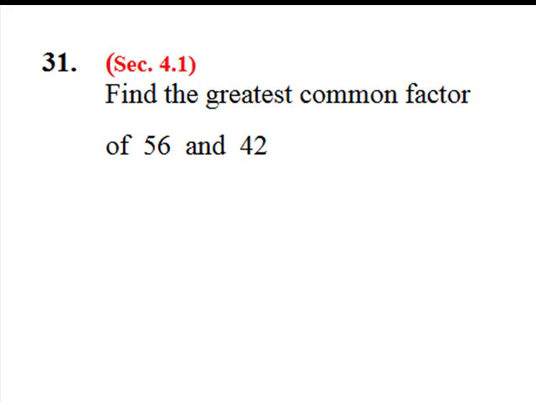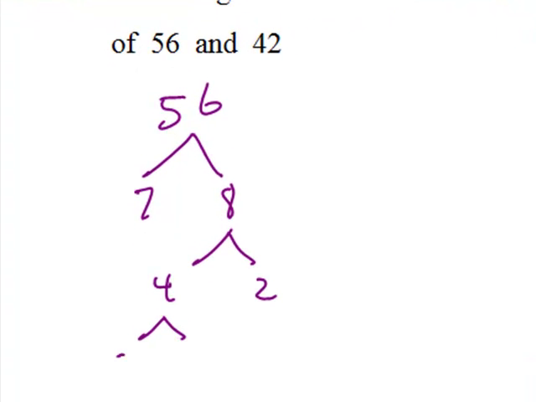Number 31, find the greatest common factor. There are a few ways to do this. I will show you a couple of them. One is to find the prime factorization of each number. 56, first of all. We might recognize that as 7 times 8. And 7 is prime, but 8 can be broken into 4 times 2, and 4 is 2 times 2. So we see that 56 equals 2 times 2 times 2 times 7.